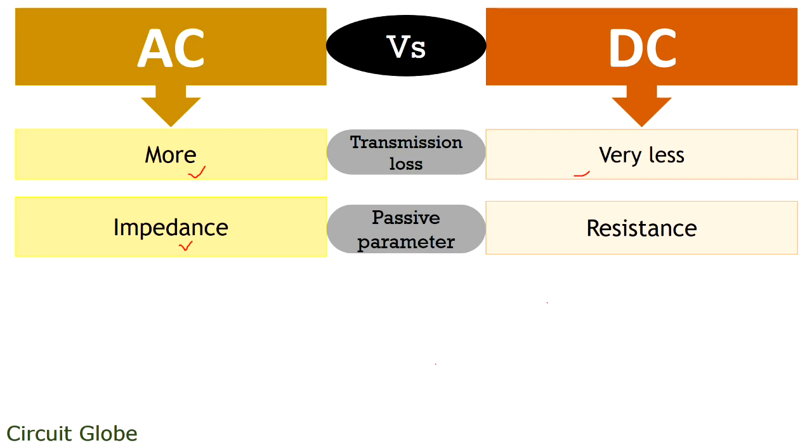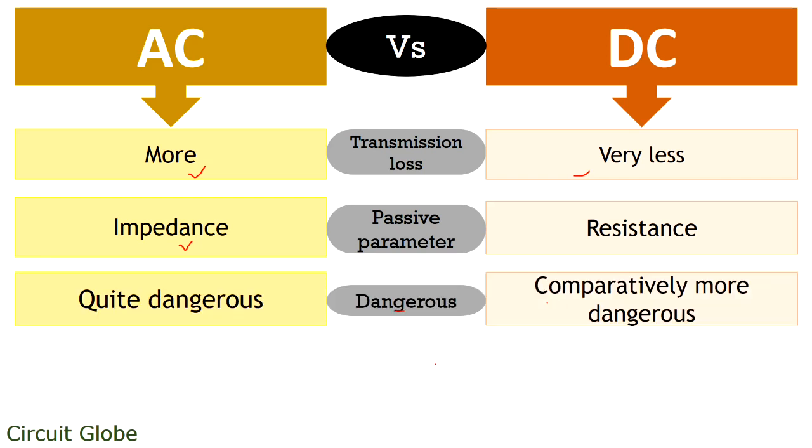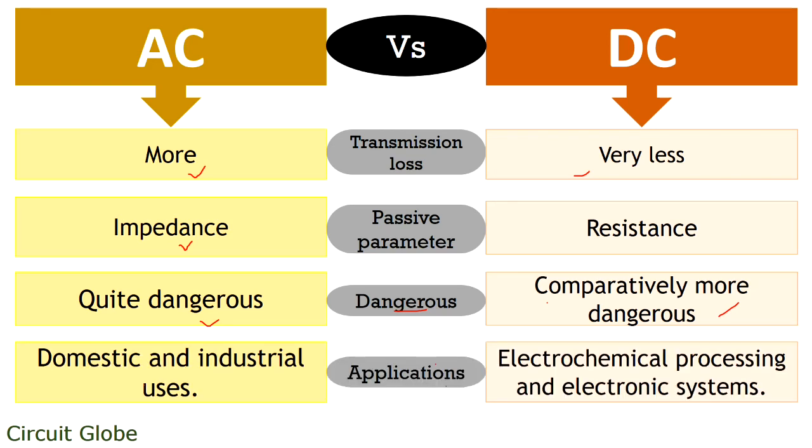When we differentiate the two on the basis of level of danger caused by the two, then it is said that AC is quite dangerous. But at the same time, DC is comparatively more dangerous than AC. Friends, further when we talk about the applications of the two, then AC is used in domestic and industrial applications. For example, household outlets are supplied with alternating current, whereas DC finds its application in electrochemical processing like electroplating, electrolysis, etc. and electronic systems. Well friends, this is all about AC versus DC.